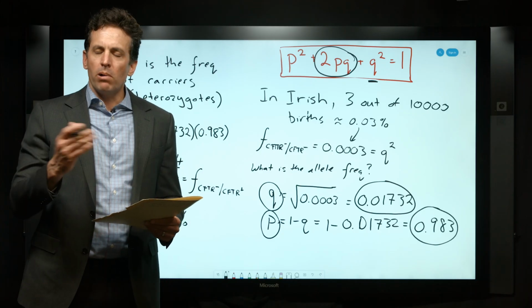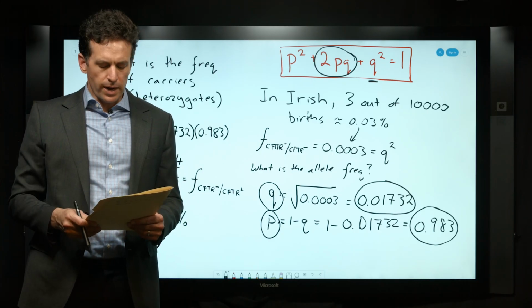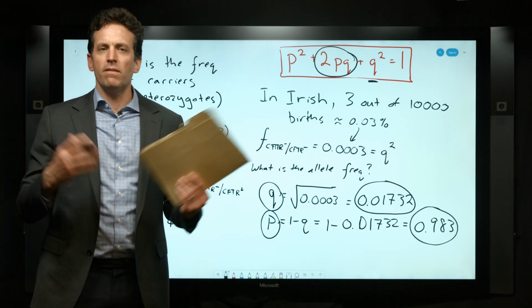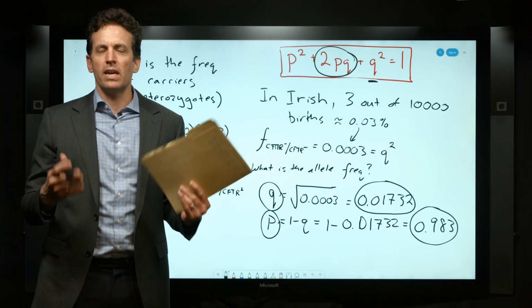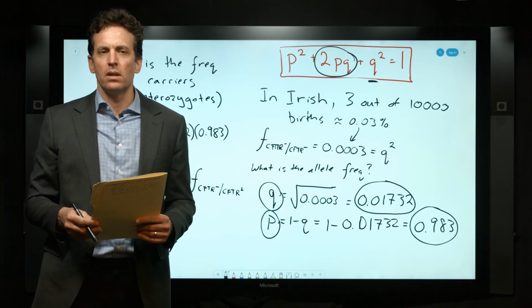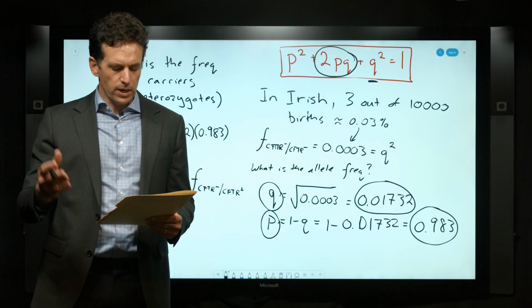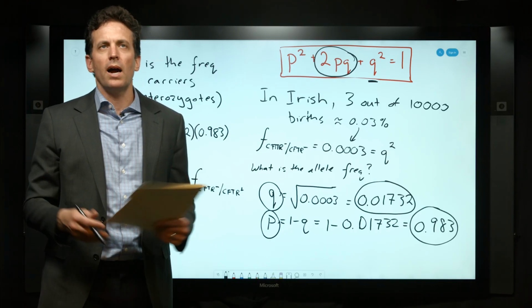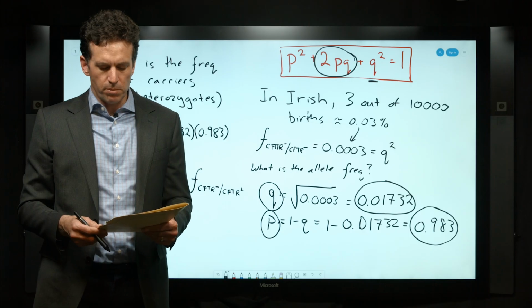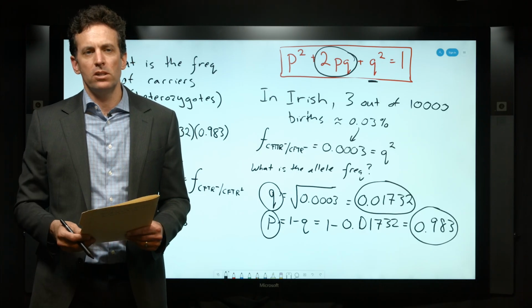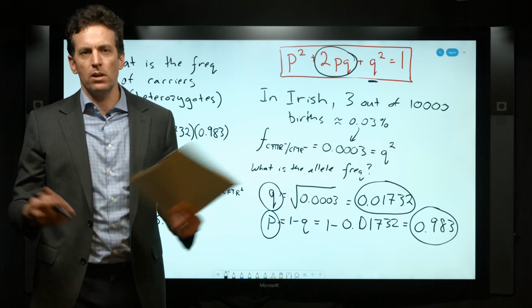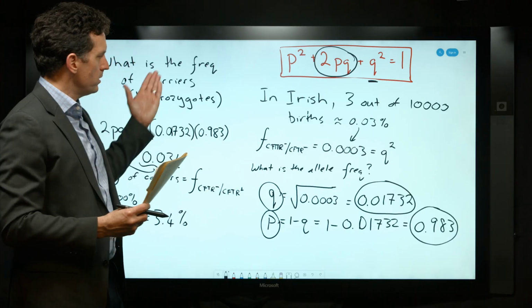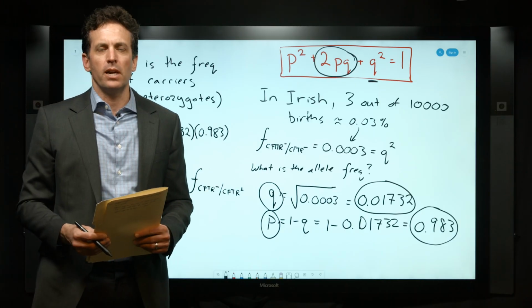And so a problem that I'd like you now to work on at home by yourself is, given that we know the frequency of carriers in the Irish population, if you were going to be doing genetic counseling for some prospective parents and you had 2 Irish parents, what would be the probability that they would have an affected child? And that's something that you can compute directly from these numbers and your knowledge of Mendelian genetics.